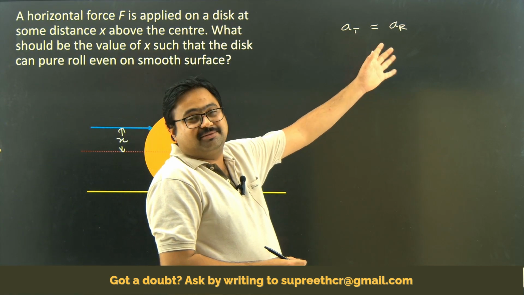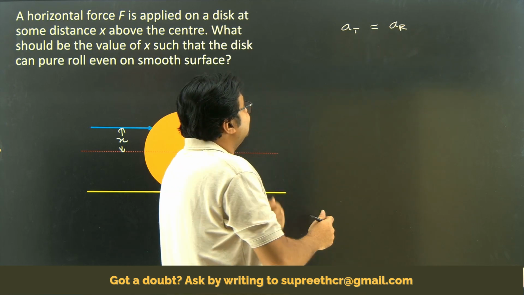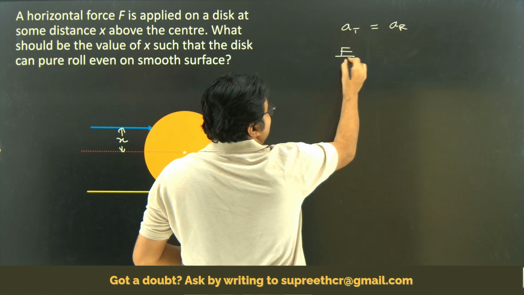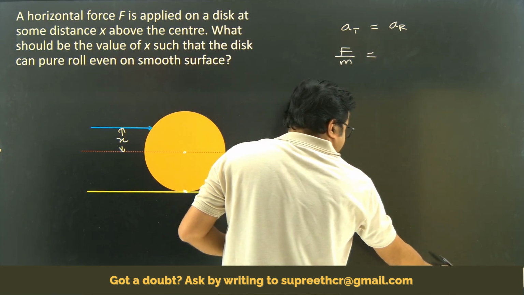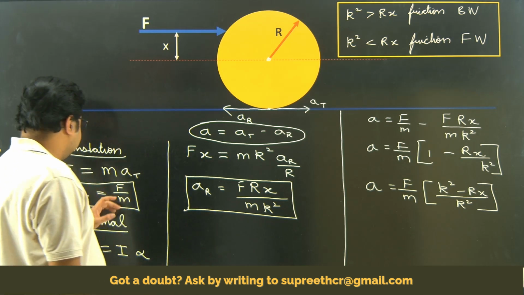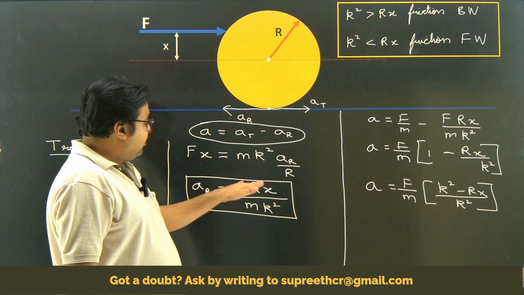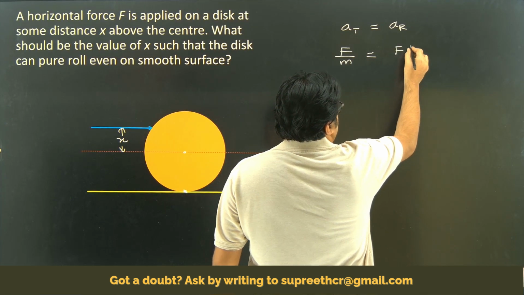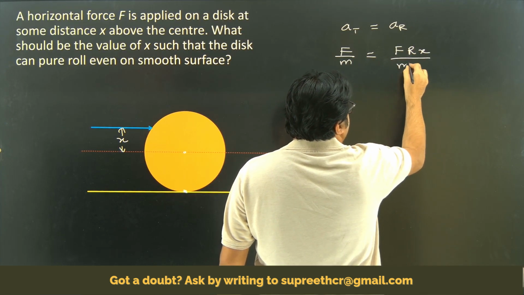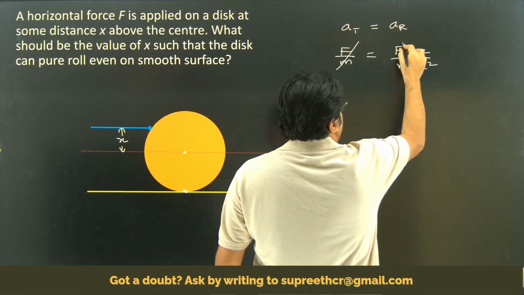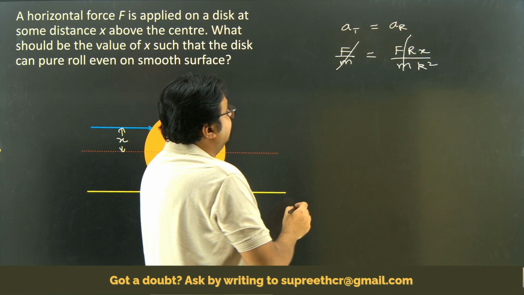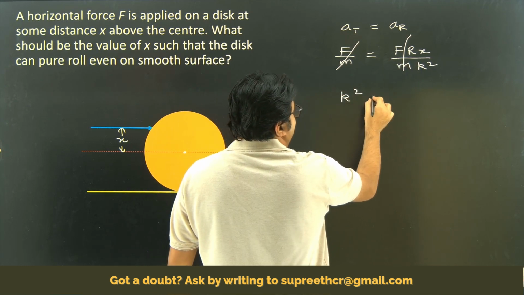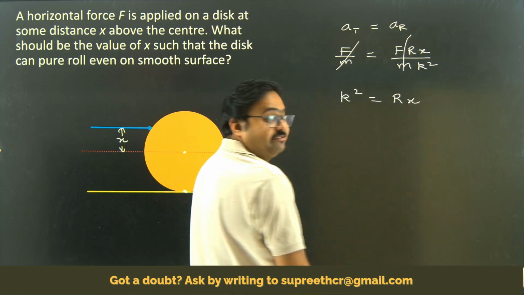The acceleration due to rotation is, so that's what it is. In the last case, we have seen that AT is F divided by M, right? You see, AT is F by M and AR is FRX divided by MK square. So this is FRX divided by MK square. You have F by M and F by M getting cancelled. What do you have? Cross multiply. You will have K square equal to Rx, my dear friends.